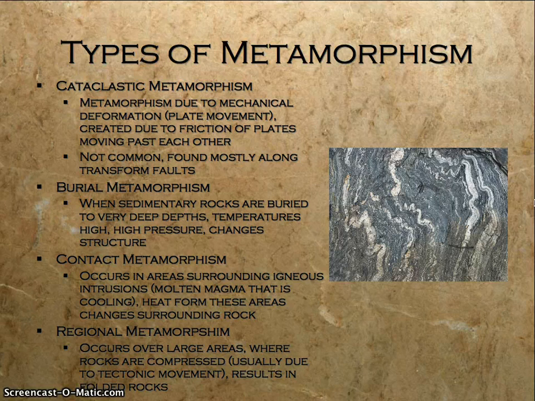Then you have contact metamorphism, in which you have a rock and an intrusion of magma coming up from below. That heat from the magma intrusion changes the surrounding rock. And then the fourth type is regional metamorphism. This occurs over a large area where rocks are compressed, typically due to plate movement. As two plates come together and collide, you end up with folded rock.